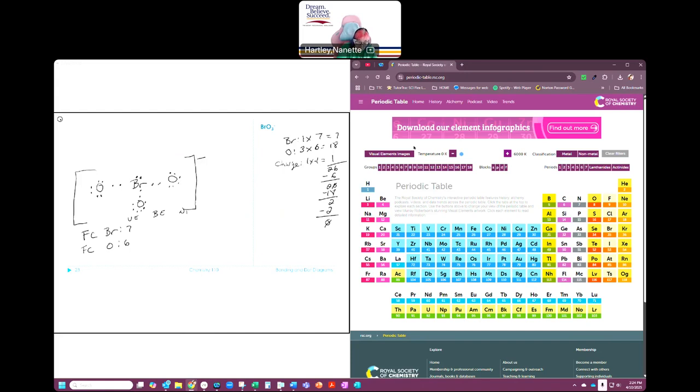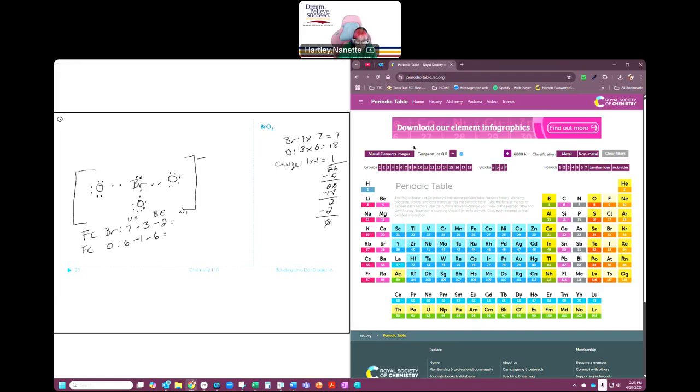So this bromine has 1, 2, 3 bonds, and half of those 6 electrons belong to him. So 3 of them are his. Each oxygen has 1 bond, 2 of those electrons in that bond, and half are his, so 1 electron belongs to him. Then we're going to subtract the non-bonding electrons. So the bromine has 2 non-bonding electrons. That lone pair belongs entirely to him. And then these oxygens each have 2, 4, 6.